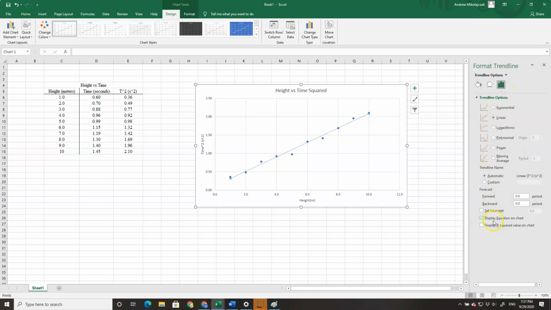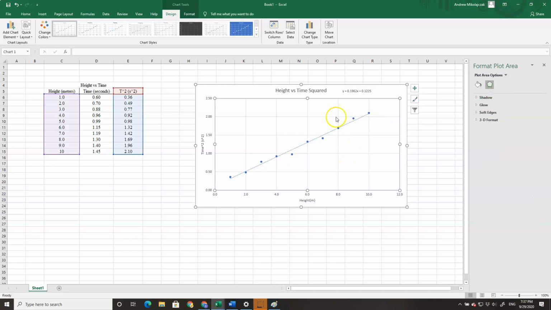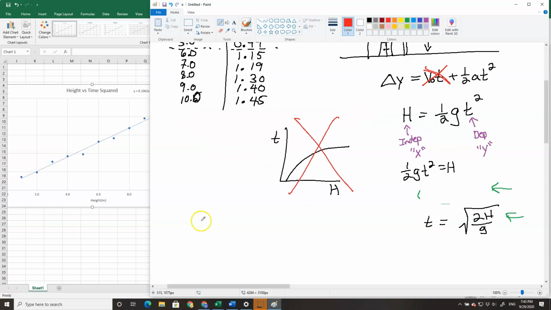To make life even easier, just click display equation. Voila, there it is. At this point, you can see that I have y equals 0.1962x plus 0.1225. So it did give me a y-intercept, which can be attributed to error, and then it also gave me here a slope. Now that I've concluded building my graph, I'm going to take that slope of 0.1962 that Excel gave me.